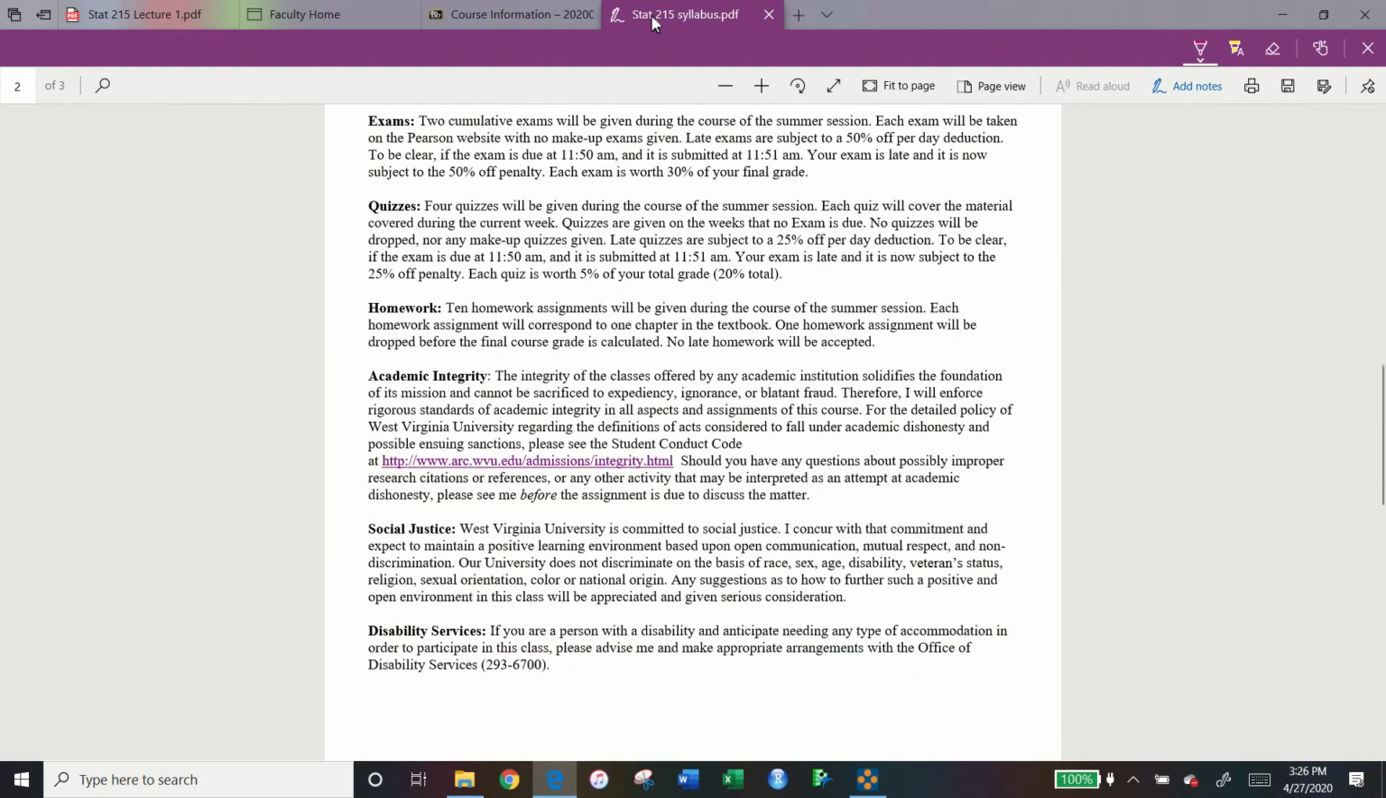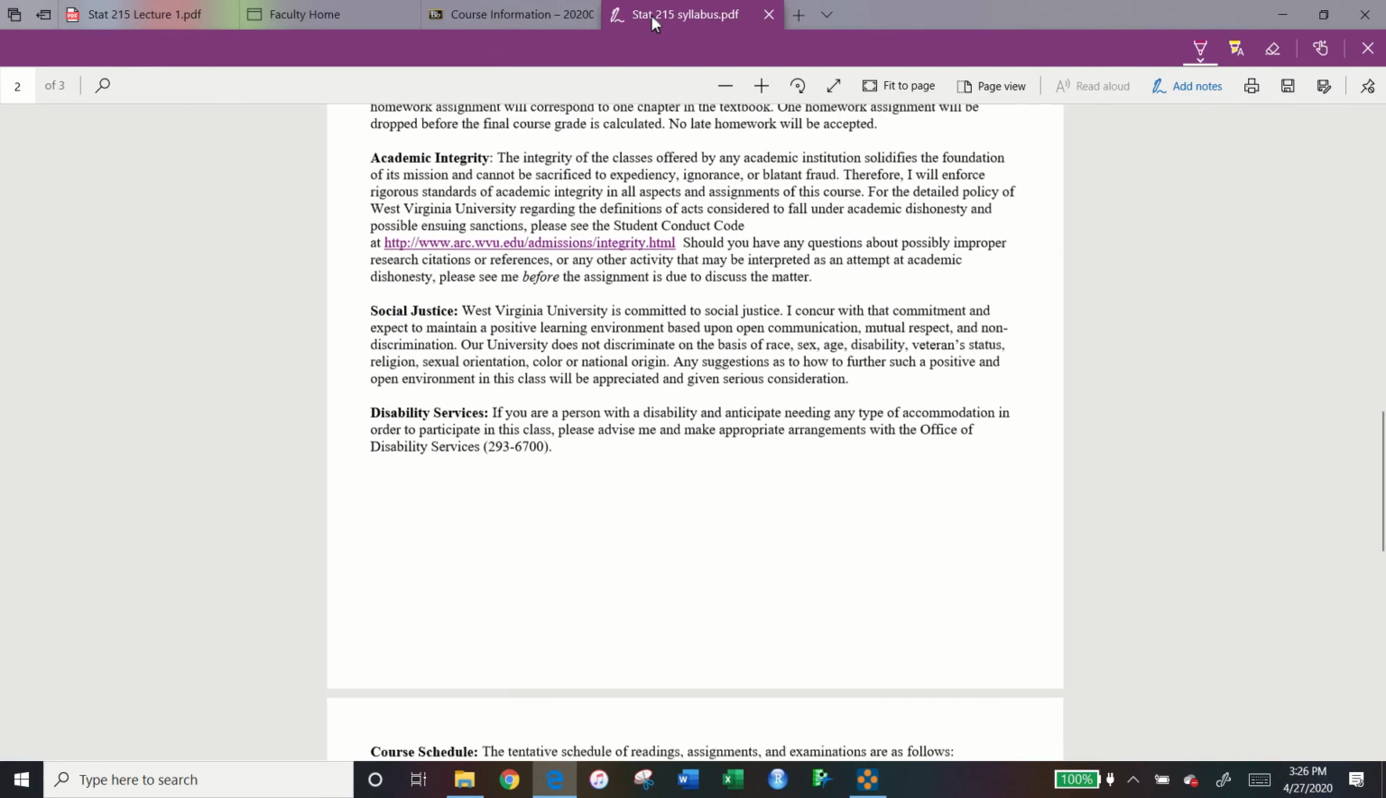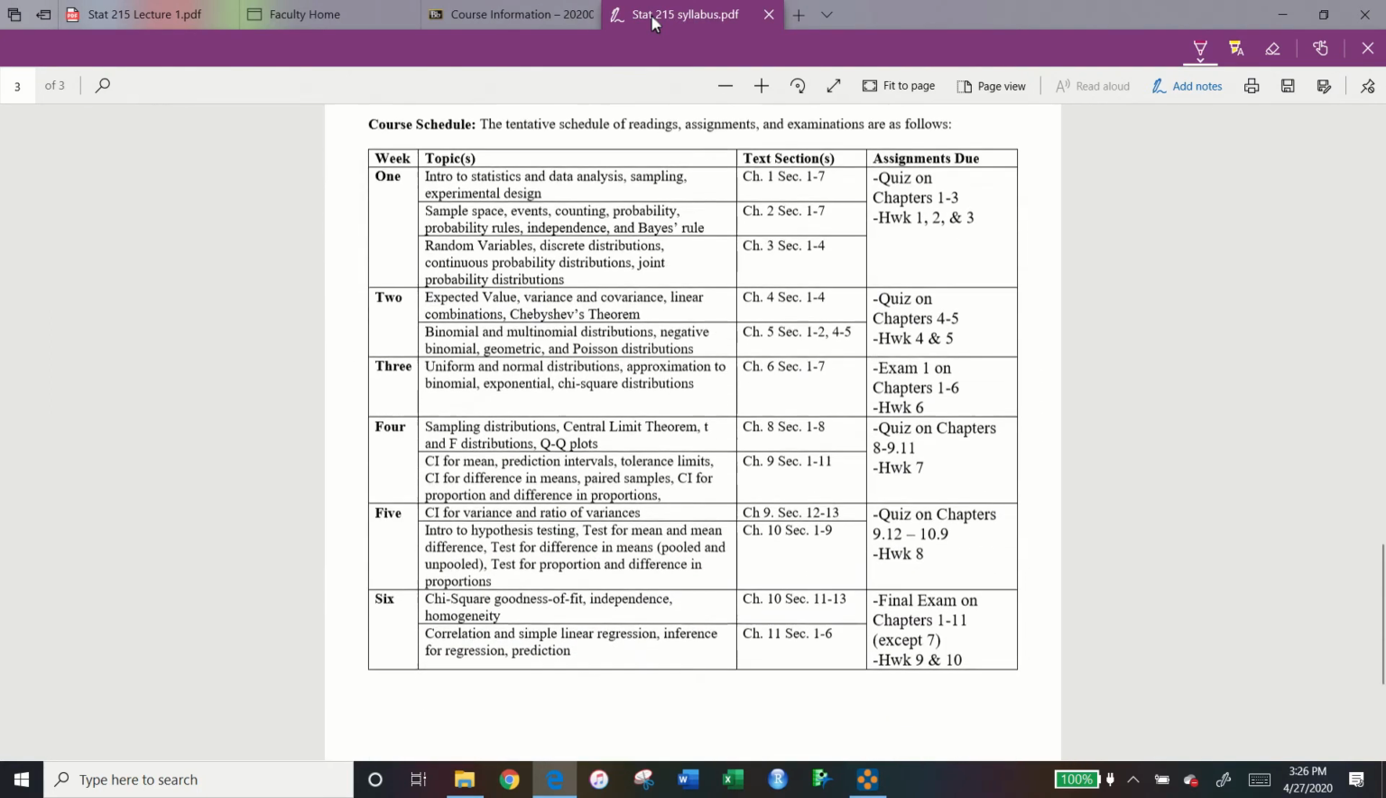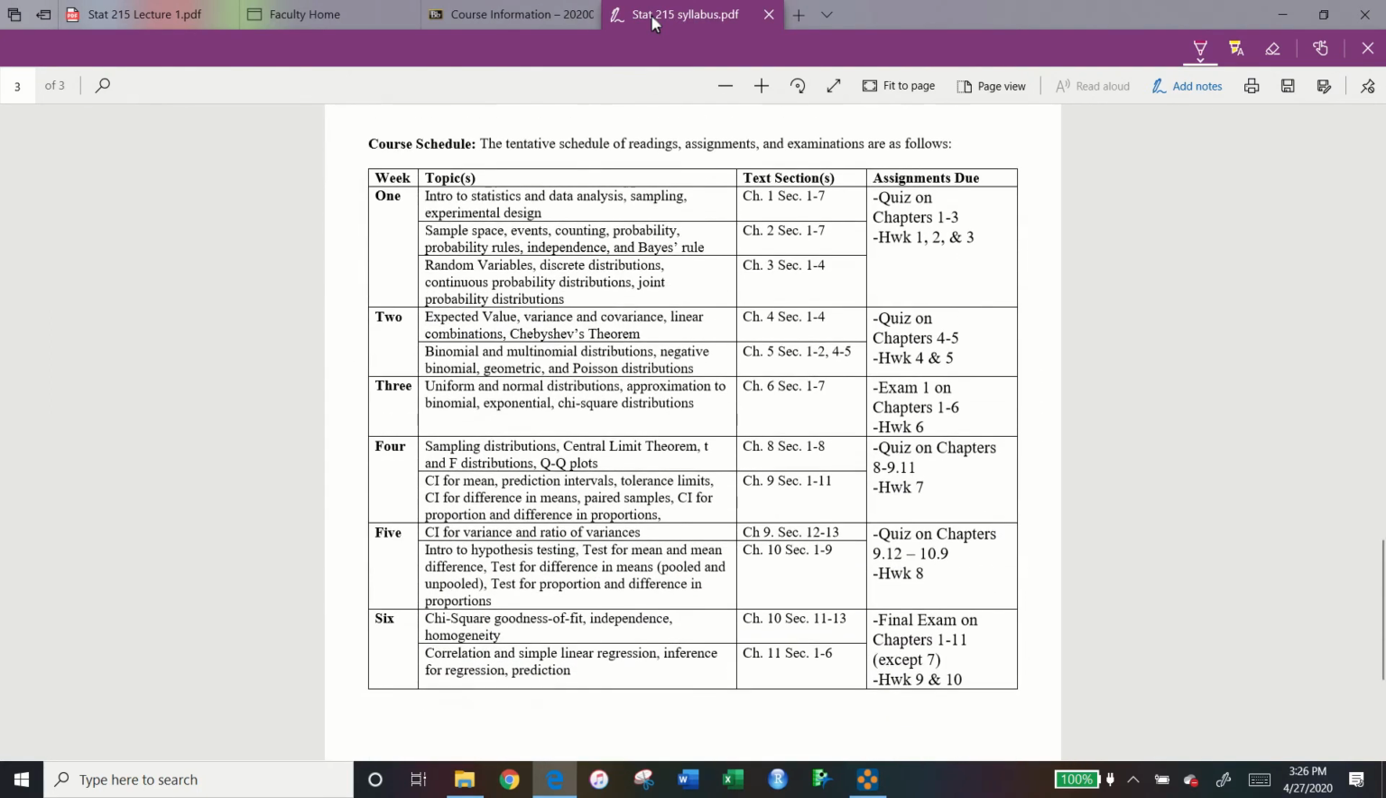I will leave you to read the academic integrity, social justice, and disability services sections. Let's take a look at our tentative schedule of reading, assignments, and examinations. So again, this course is 6 weeks long. In the first week, we are going to ideally cover the first 3 chapters of the textbook. You will have a quiz on chapters 1 through 3, and you will have 3 homework assignments due.